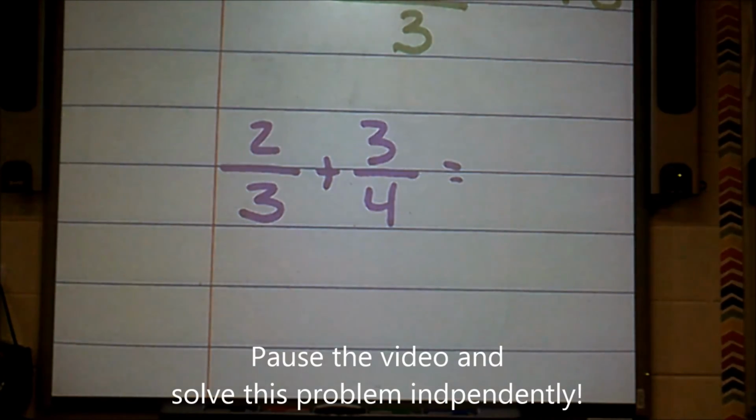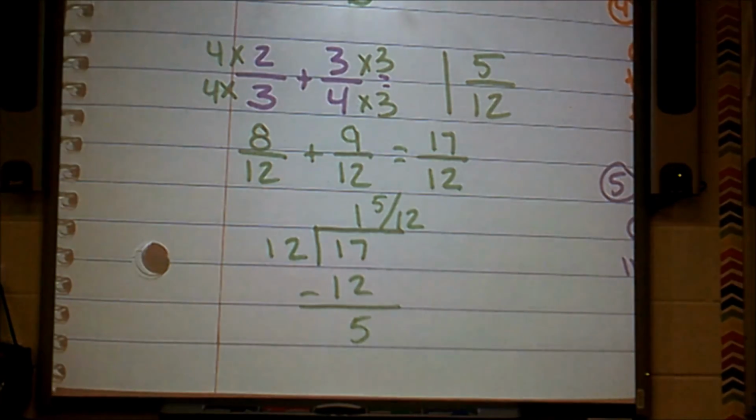Please see if you can successfully solve this problem. Pause the video at this time and resume it once you have solved the problem to see if your answer matches mine. Here's the work that I did to solve this problem. I found the common denominators to be 12. My improper fraction was 17/12, so I divided to get a final answer of 1 5/12.